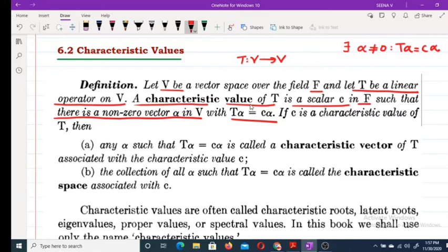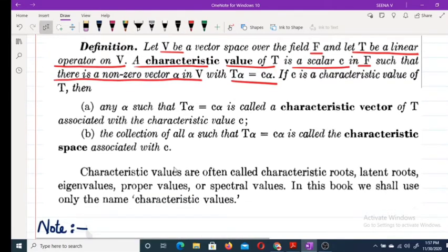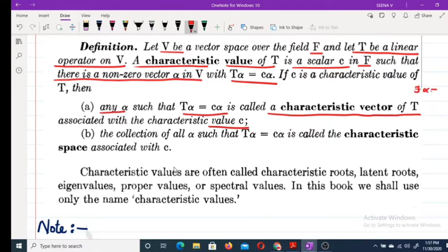Now, if C is a characteristic value of T, then any alpha such that T alpha equal to C alpha is called a characteristic vector of T associated with the characteristic value C. That alpha is called a characteristic vector. See, if C is a characteristic value, then there exists an alpha not equal to 0 such that T alpha equal to C alpha. Then this alpha is called a characteristic vector of T.